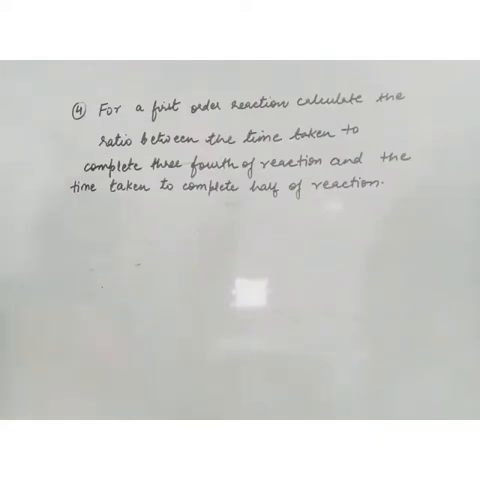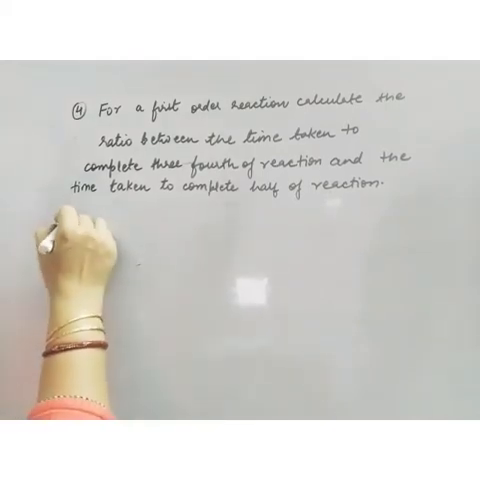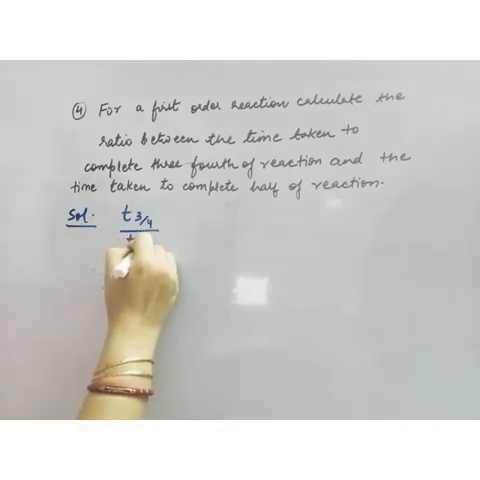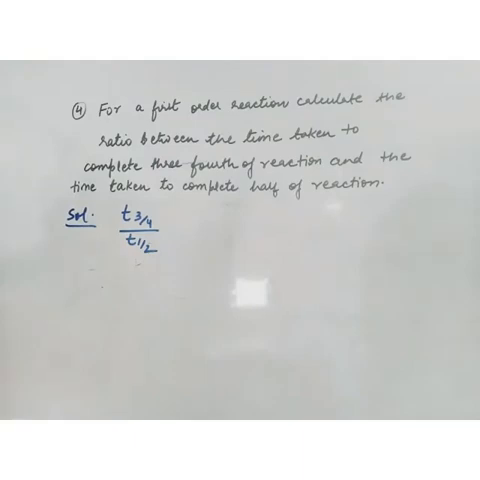Now the next type of question is, for a first order reaction, calculate the time ratio between the time taken to complete 3/4 of reaction and the time taken to complete half of the reaction. So we have to calculate the ratio like this. Okay, this we have to find out. So again we'll be using the integrated expression only, because with the help of integrated expression only we calculate the time. So I will write two different expressions.